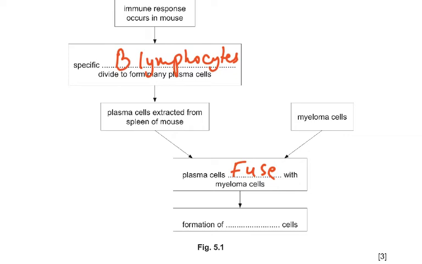Please do not use the word hybridize. That's not a correct word. That's not allowed. And what does it result in? It results in the formation of a hybridoma. I've written it in a bigger manner, but of course my marker is different, but of course you will try to fit in your answer in this space. So results in a hybridoma. So this would be the 3 marks.